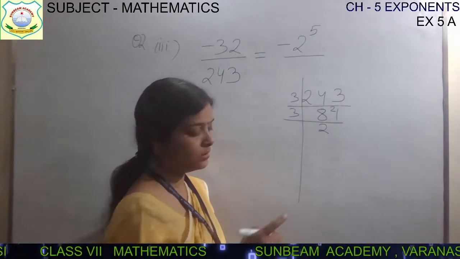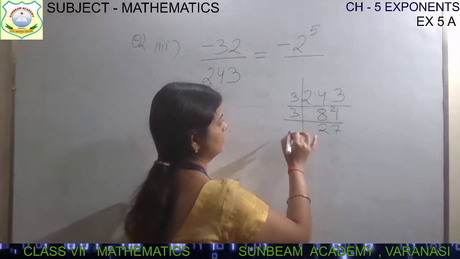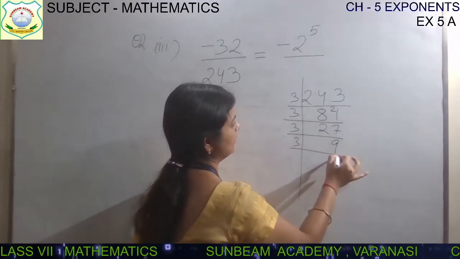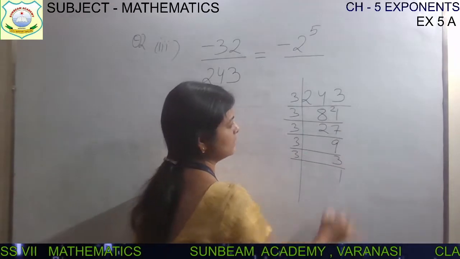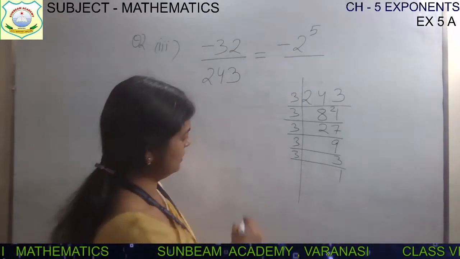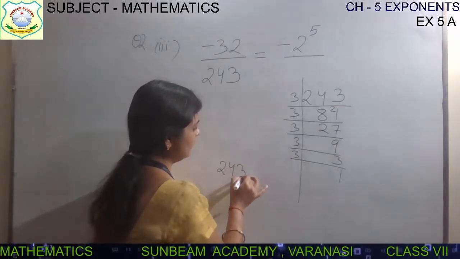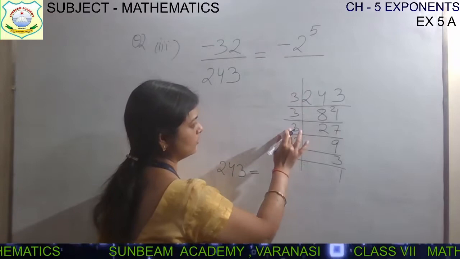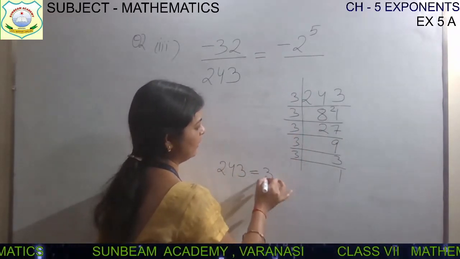So 3 sevens are 21. Now 3 nines are 27. 3 threes are 9. And 3 ones are 3. This is the answer. 243 can be written in this way: 3 into 3 into 3 into 3 into 3, 5 times, children.